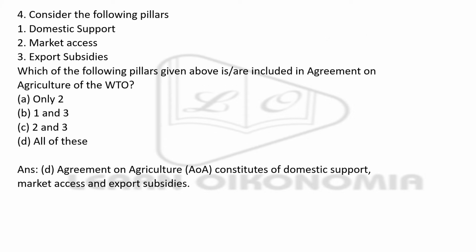Next, here you are given some items like domestic support, market access, and export subsidies. You have to see which of the following pillars are included in the Agreement on Agriculture of WTO. It is also known as AOA. Okay, you might be familiar with the AOA. It stands for Agreement on Agriculture. So see which are included. The right answer is option D. All these are included. It includes domestic support, market access, as well as export subsidies.